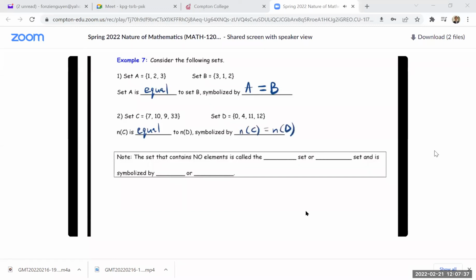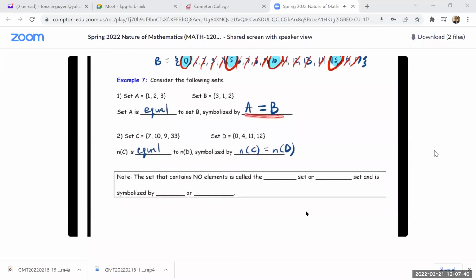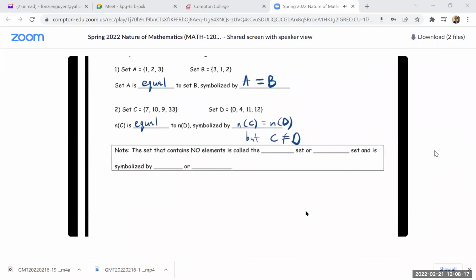I guess I just want you to see the difference. Here, the sets are equal, but over here, the sets are not equal, right? They're different, but their cardinal number is the same. The cardinal numbers are equal, but the sets are not equal. So over here, you could say C does not equal D. That's the difference between these two problems. They have the same cardinal number, which means the cardinal numbers are equal, but the two sets are actually different. Over here, the sets were the same and the cardinal number is the same. So hopefully you see the difference.